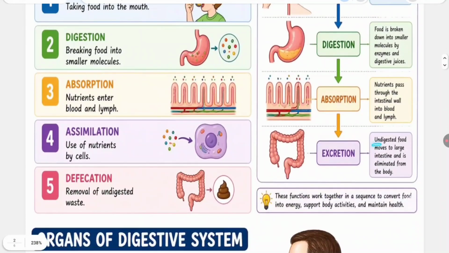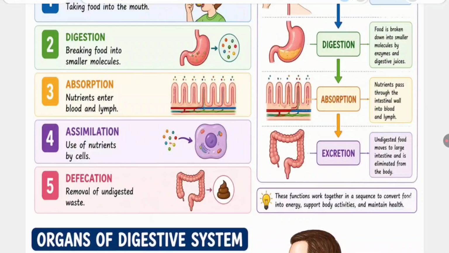Then excretion. Undigested waste is moved to the large intestine and eliminated from the body. It comes through like this, and here some small intestines will be there. It will come through here and go to the excretion. Okay. These functions work together in a sequence to convert food into energy, support the body activities and maintain health. Understood? All these functions work together, and then only does the digestive system run properly.